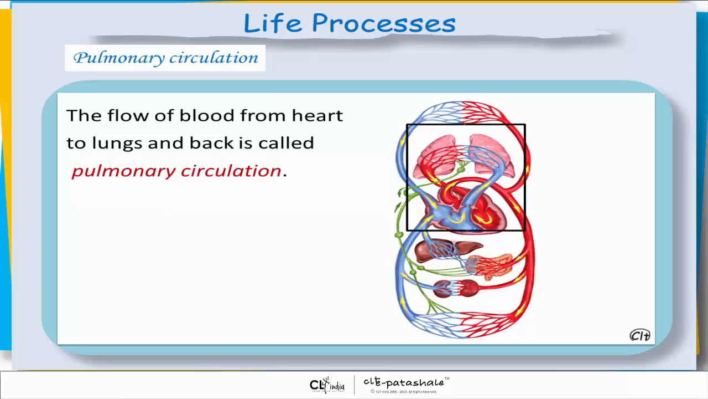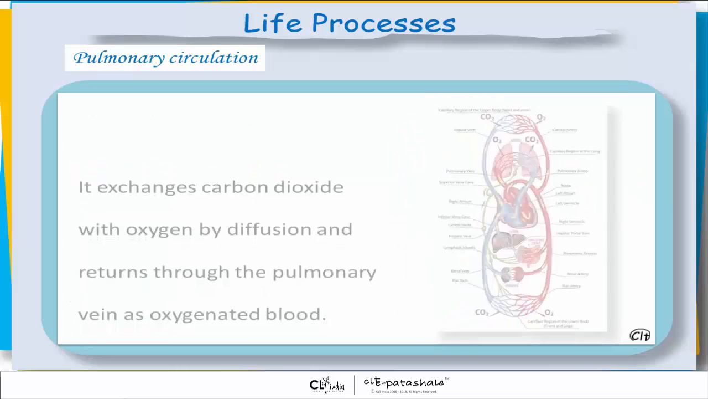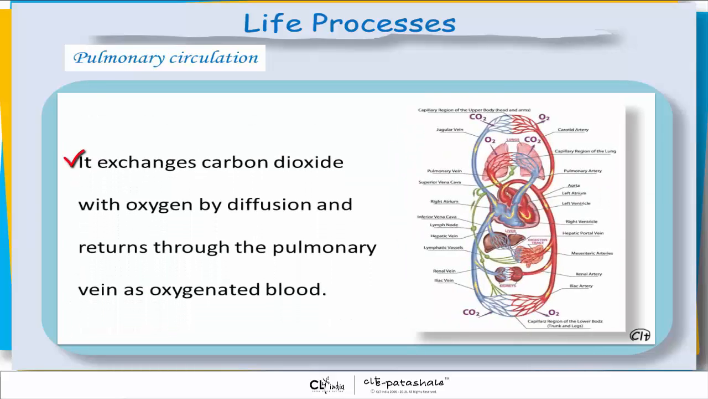The flow of blood from heart to lungs and back is called pulmonary circulation. The deoxygenated blood from the right ventricle flows through the pulmonary artery and then through the capillary network found in the lungs. It exchanges carbon dioxide with oxygen by diffusion and returns through the pulmonary vein as oxygenated blood.